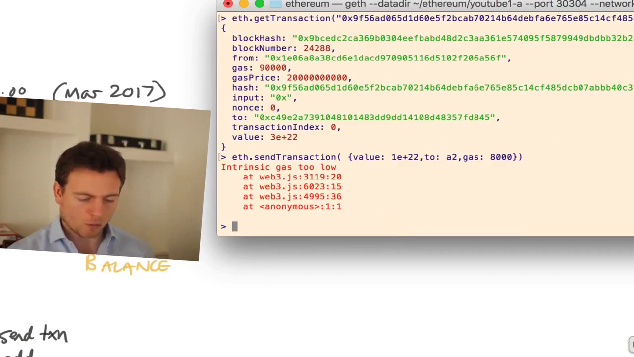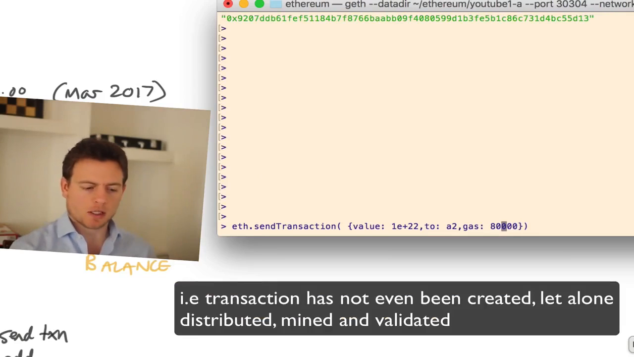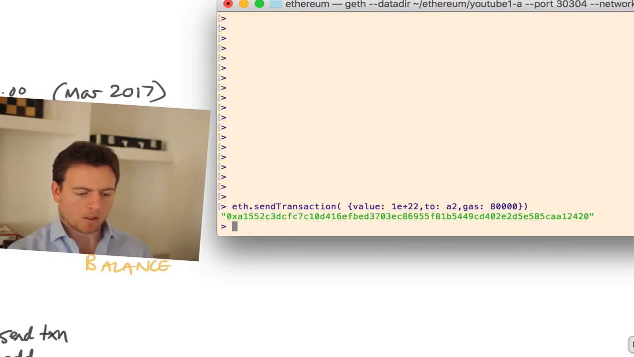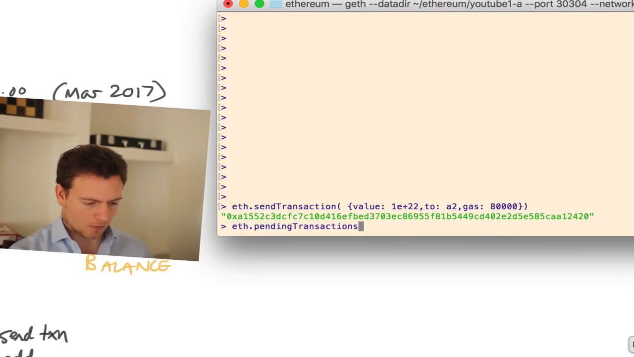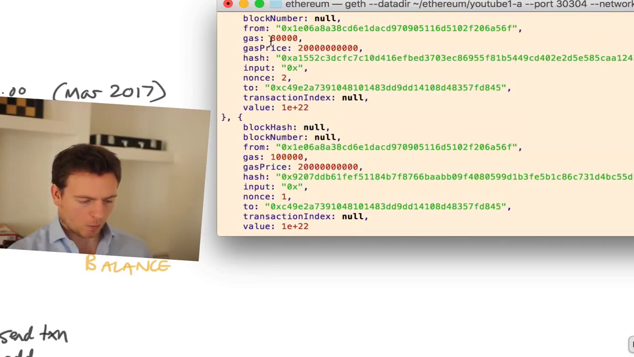So this is interesting. So the client has said we haven't specified enough gas for this transaction. So the previous transaction by default specified a gas of 90,000. We're going to specify 80,000. And if we have a look at the pending transactions, we can see that in this one, we've overridden the default value, right? And we've also got another one that we just sent there.